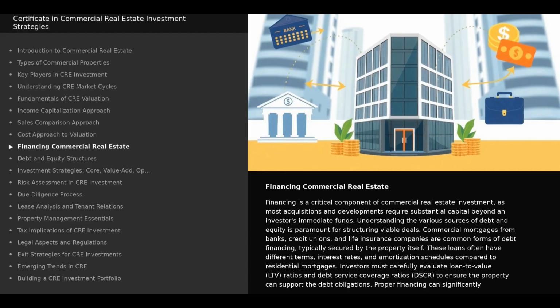Commercial mortgages from banks, credit unions, and life insurance companies are common forms of debt financing, typically secured by the property itself. These loans often have different terms, interest rates, and amortization schedules compared to residential mortgages. Investors must carefully evaluate loan-to-value (LTV) ratios and debt service coverage ratios (DSCR) to ensure the property can support the debt obligations. Proper financing can significantly enhance investment returns while poor financing choices can lead to financial distress.